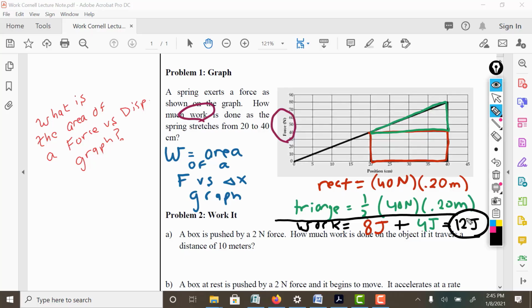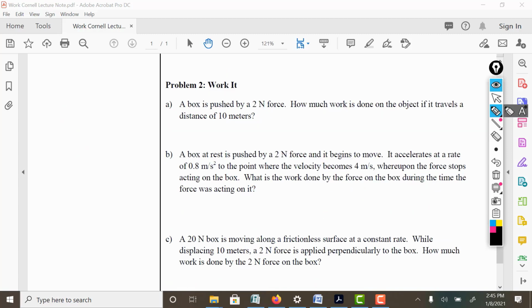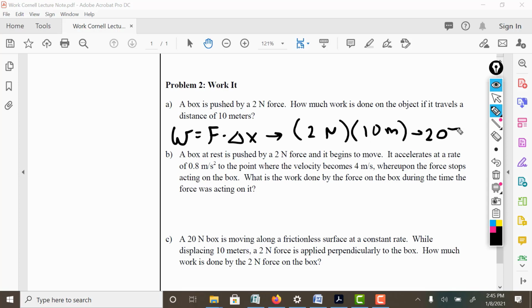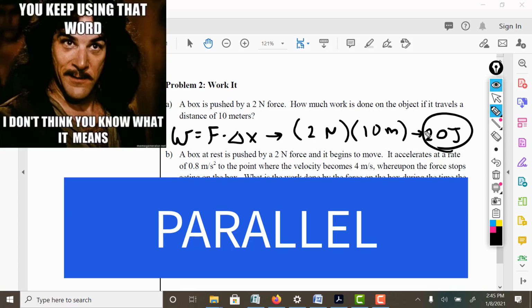Perfect. If we give you a graph, make sure you do the area. If we give you a graph of a force versus displacement, then you will do the area. Okay, which is what we just did here. We did a rectangle and a triangle. A box is pushed by a 2 Newton force. How much work is done on the object? Well, we have a 2 Newton force. We have a 10 meter displacement, and that's 20 joules. Most impressive. Be aware that this force that was pushing it displaced it, right? And this force was parallel to the direction of the displacement.